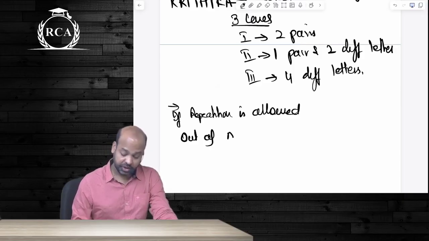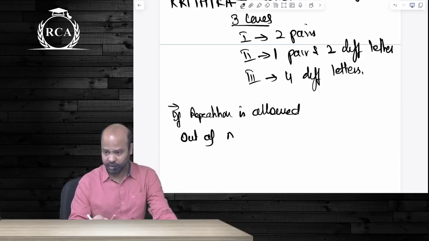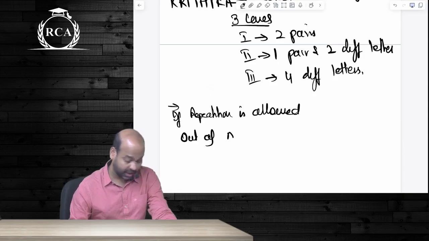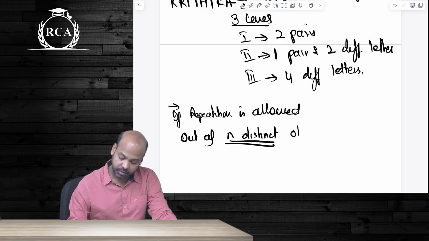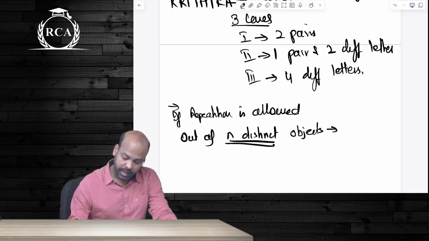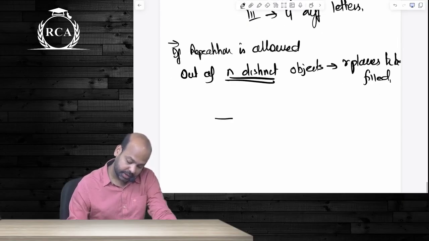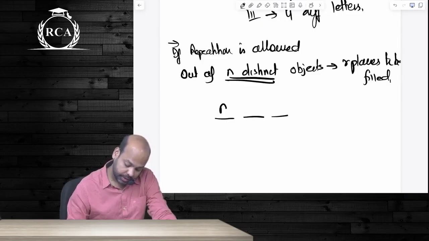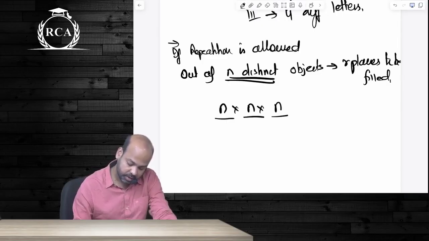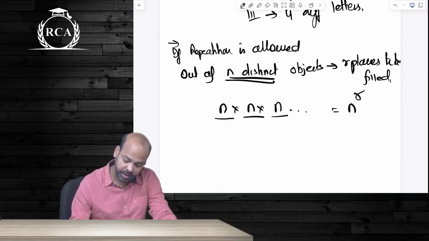Repetition given in the question should be ignored. That is not relevant because anyway we can use any object, no? That is why the wording is out of n distinct objects, r places are to be filled. In how many ways can I do it? Each place can be filled up in n ways. Therefore the answer will be n power r.